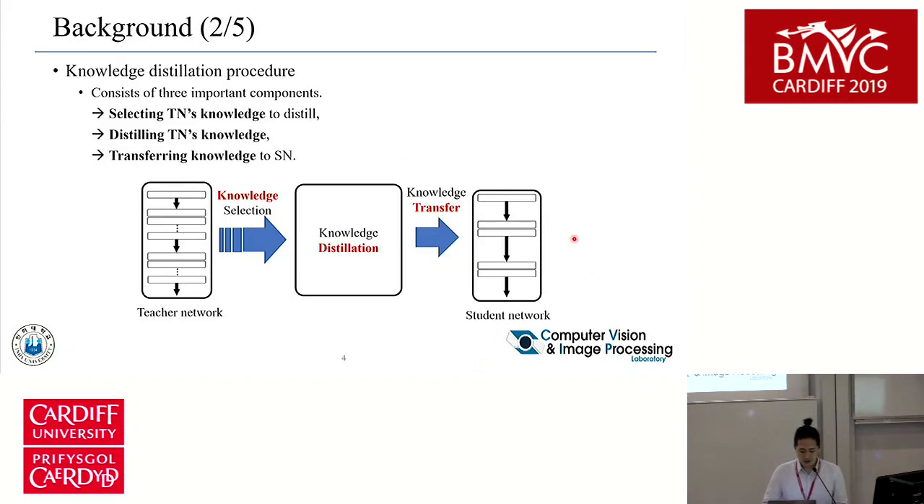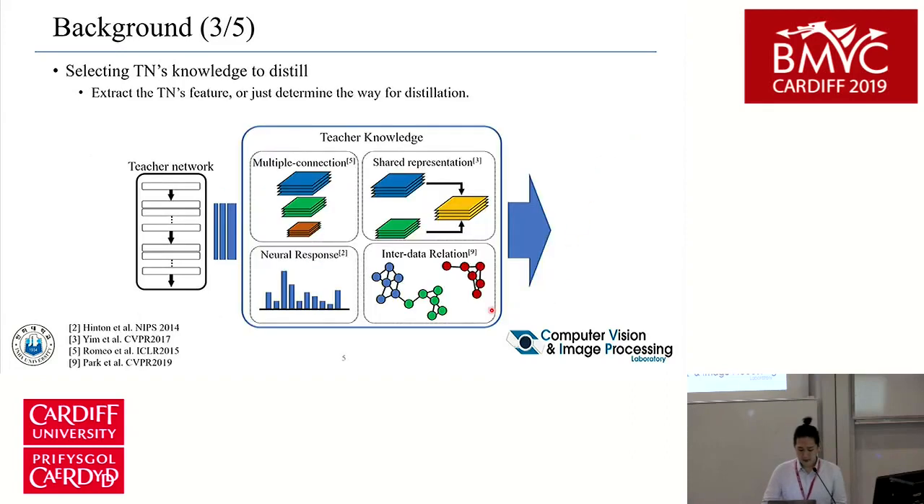Based on our survey, knowledge distillation methods are usually composed of three parts: selecting, distilling, and transferring knowledge. I will explain each component in detail now. First, we define the teacher network's information as teacher knowledge. Teacher knowledge should be effective in enhancing the student network. This can be done by selecting the teacher network's feature or just determining the way for distillation. The most famous algorithms for each category are SoftLogit, Hinton's way, and FitNet, FSP, and RKD.